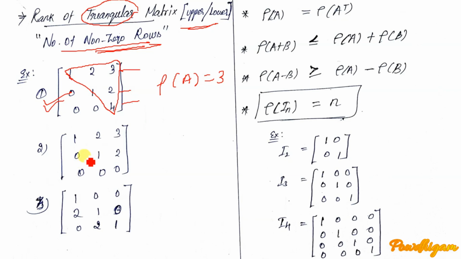Okay, take it here also. This is the first row, second row, third row. In this third row we have all the elements 0, but in the first row and second row we have non-zero elements. So that means the rank of this matrix is 2.